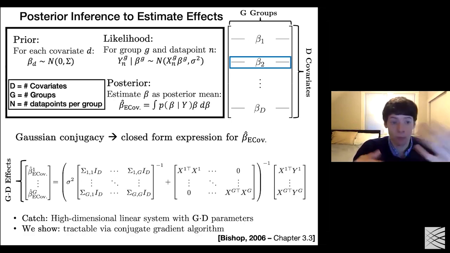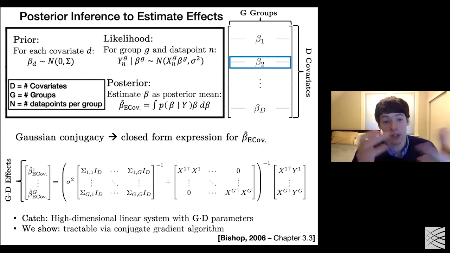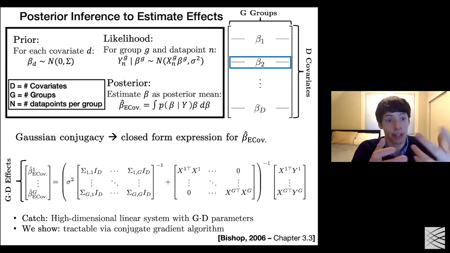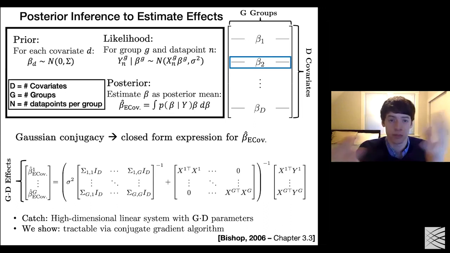But we show in our paper that this problem is actually tractable using a conjugate gradient algorithm. So actually in the context of working with Nathan and Hillary and Ellie on gene prioritization, we showed that you can scale this approach to get estimates in systems up to 1 million parameters in just minutes on a fairly standard machine.